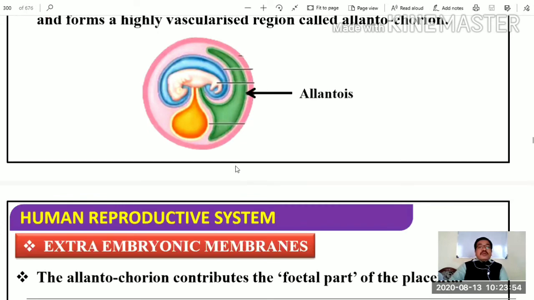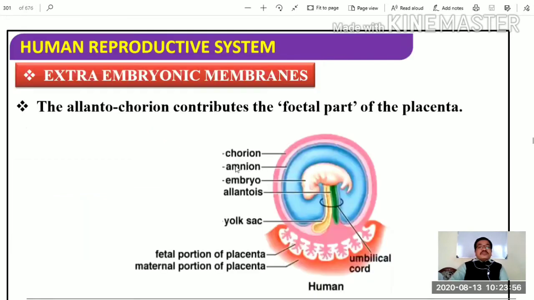Extraembryonic membranes. The allantochorion contributes the fetal parts of the placenta. So this is the placenta, containing the chorion as the outermost layer. Then the amnion is also there. Then the embryo and the allantois are here in green, as seen in the previous slides. The yolk sac is also here.